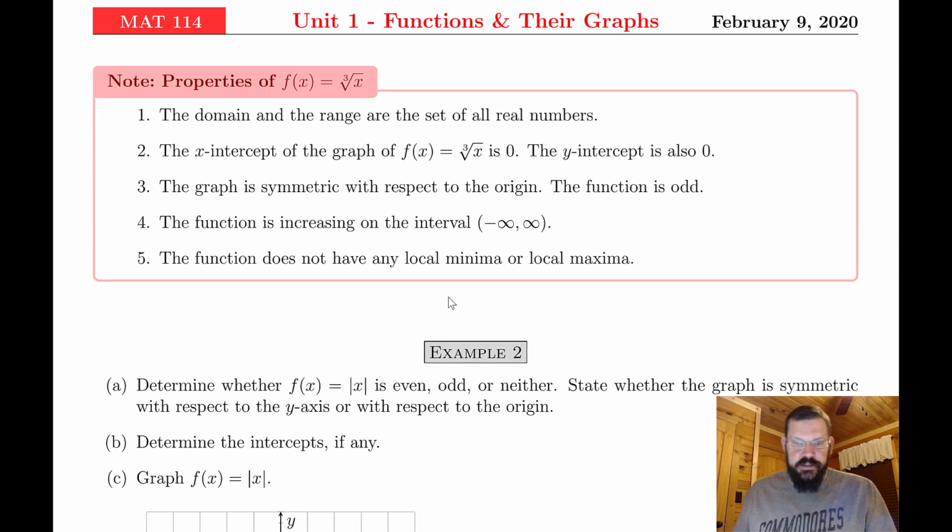Some properties of the cube root of x. Domain and range is the set of all real numbers. So we can put in any x value and generate a new y value. The x-intercept is the origin. The y-intercept is the origin. It is symmetric with respect to the origin, so the function is odd. We verified that algebraically. And this function is constantly increasing from -infinity to +infinity. And it has no local max or local min because it's continually increasing from left to right. It never has any minimum value, or any maximum value.